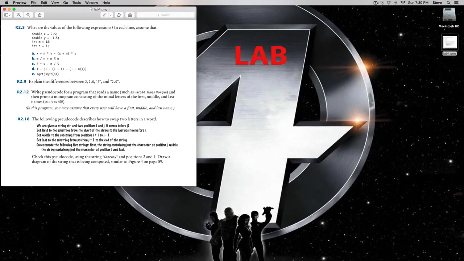And then lastly, this problem here, which gives pseudocode for how to swap 2 letters in a word, which you could develop into a program.